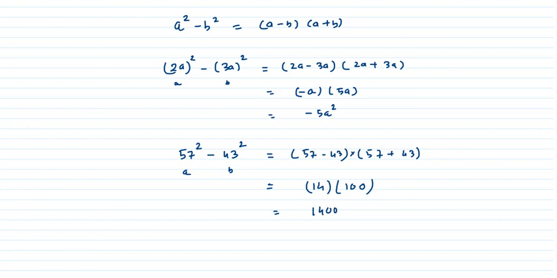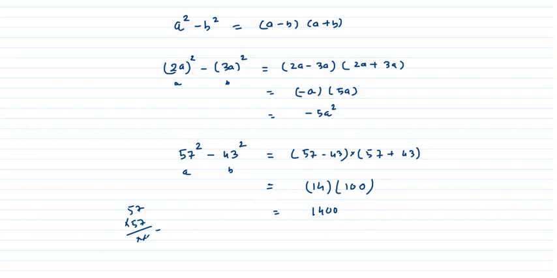Now here I have observed many students, what they do is 57 square, they do 57 into 57. They get some answer, then they subtract from this. No, you have to use the formula, you have to use the identity, and based on that you have to follow the sum. Otherwise it will be wrong. Though your answer might be 1400, no marks will be given. So be careful with that. It is not allowed at all.